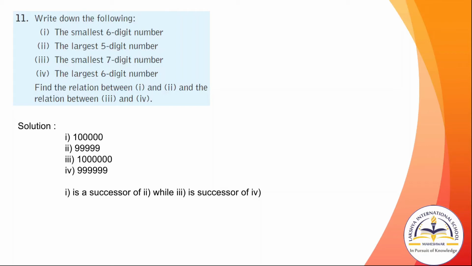Now find the relation between 1 and 2, and the relation between 3 and 4. Now you can see 1 is the successor of the second. How? When we add 1 to 99999, we will get our first answer. Now when we add 1 here, we will get the third answer.